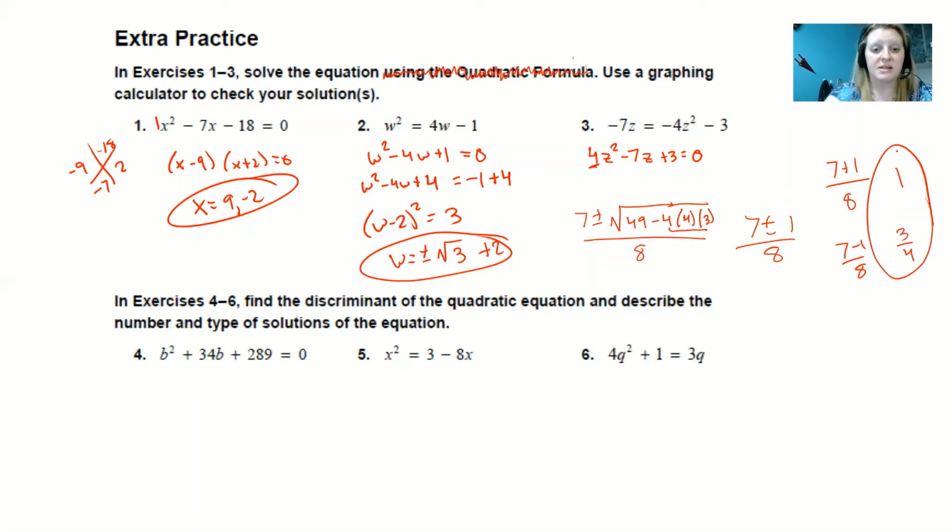For 4 and 6, it says find the discriminant. So discriminant means b squared minus 4ac. It's the radicand of the quadratic formula. So I'm going to set up all my discriminants first. So we have to do 34 squared minus 4. A is just 1, so I'm just going to use the C because multiplying by 1 doesn't change anything.